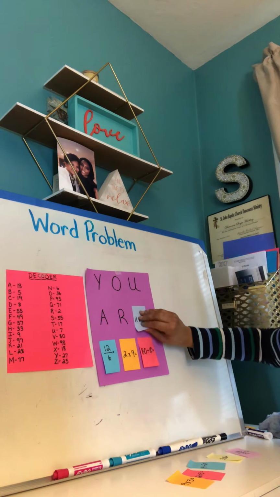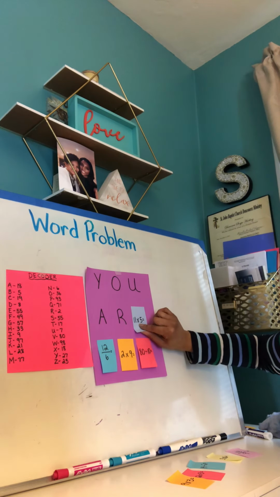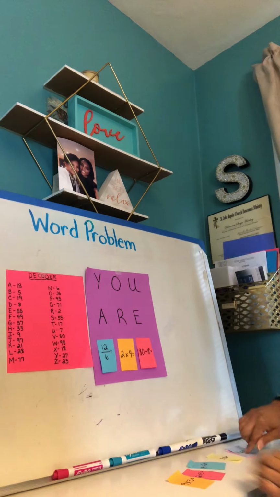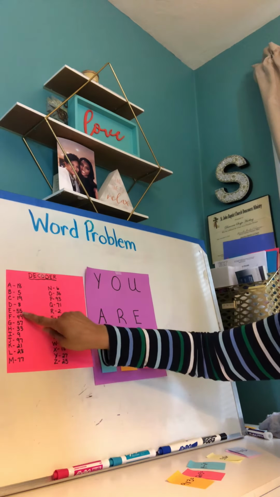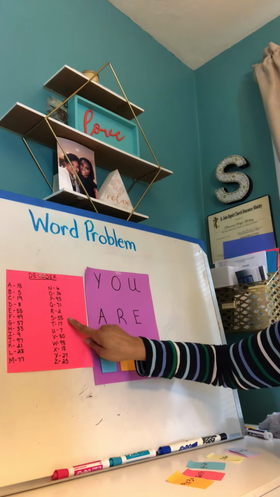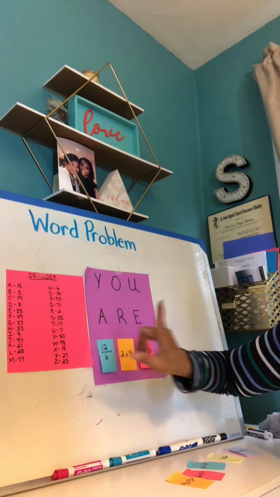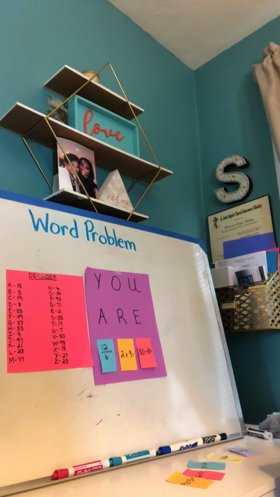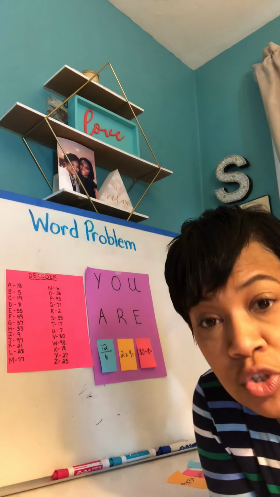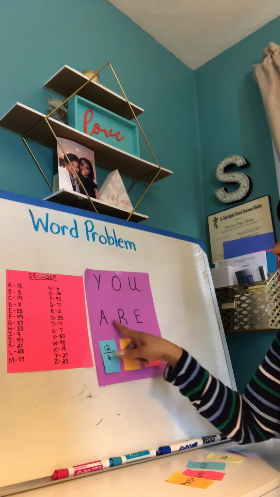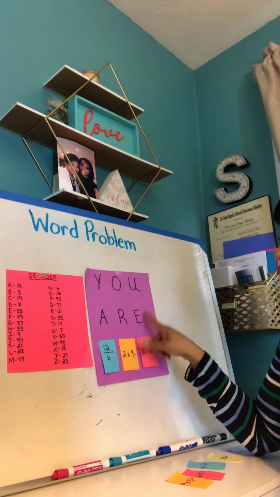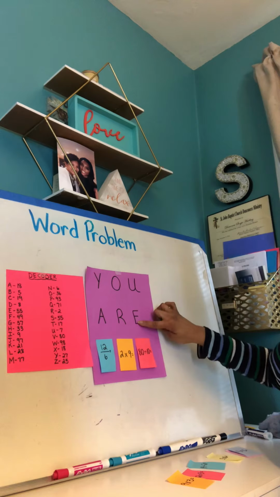Next, 11 times 5, that's 55. Now, this one is interesting because I have 55 on my decoder twice. I have it for the letter E, and I also have it for the letter S. So you had to be careful to see which letter you should have used. And of course, you should have used the letter E. As you were moving along, you should have figured that out, because this is the only word that you can make here. So far we have YOU ARE.